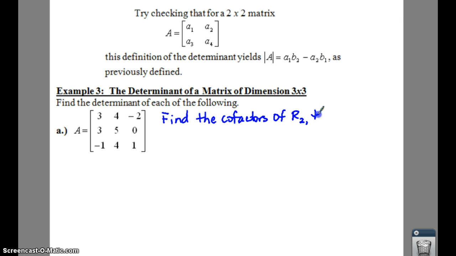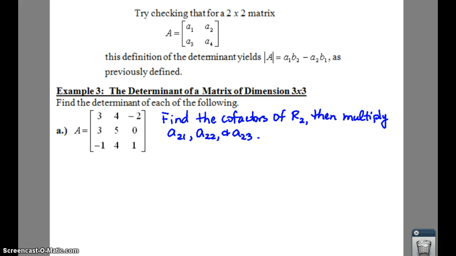When we find our cofactors of row 2, then we're going to multiply our cofactors by each element in row 2 of this matrix. So we're going to multiply by a sub 2 1, a sub 2 2, and a sub row 2 column 3. The reason we're going to do that is because we're going to have a 0.